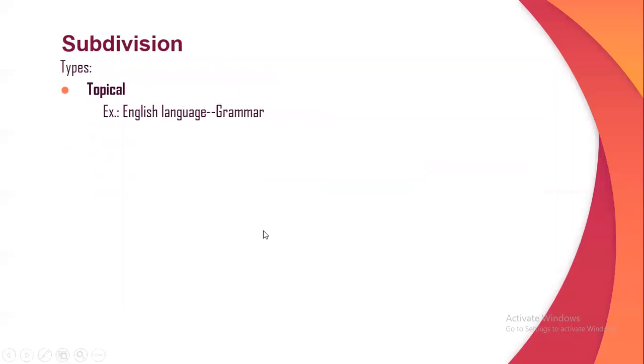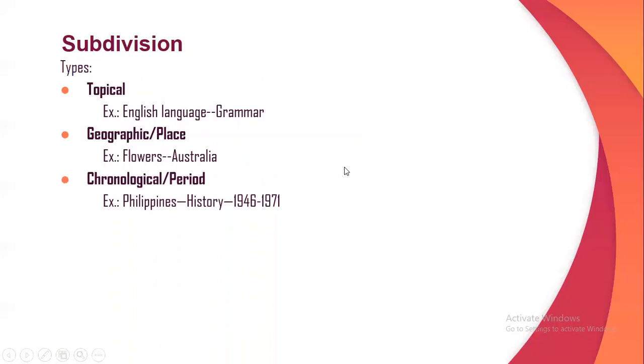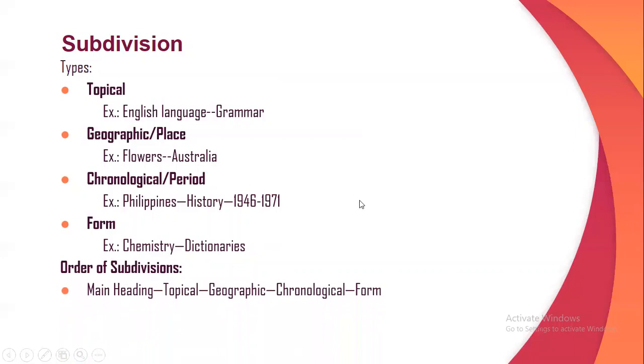As I've mentioned earlier, there are types of subdivision: the topical, the geographic or the place. Example of topical is English language, Grammar. Geographic or place, Flowers, Australia. Chronological period, Philippines, History, 1946 to 1971, that is chronological. Chemistry, Dictionaries, that is form. And the order of subdivisions: the main heading, the topical, the geographic, the chronological, and the form.